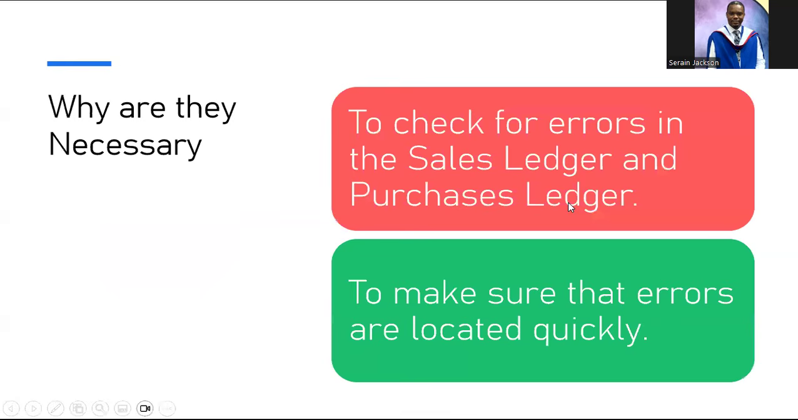Now, why are control accounts necessary? What are they? Control accounts are really just accounts that check for errors in the sales ledger and the purchases ledger. That's really what they do, nothing more, nothing less. They are important because they make sure that you locate errors quickly. You know that in accounting, we don't want to make errors, and so you have some check-in system. A control account is one of those check-in systems that check for errors in the purchases and the sales ledger.